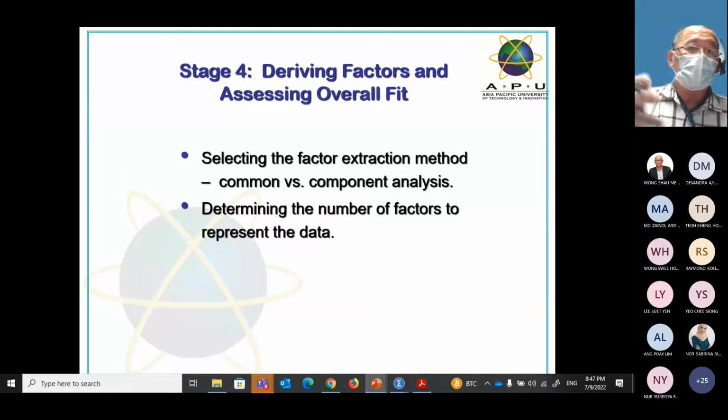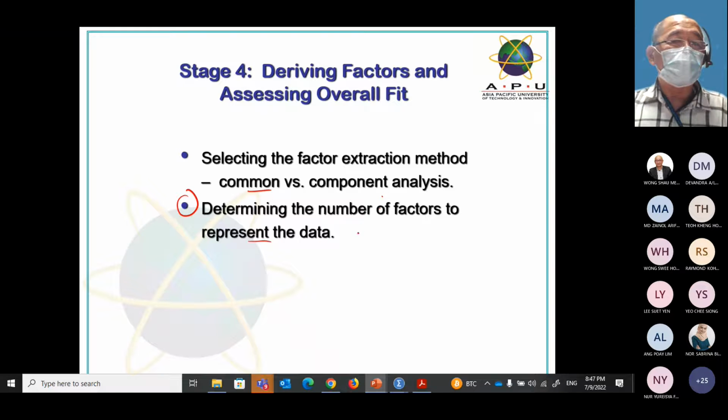So now we are here. Selecting the factor extraction method, either common variance or component analysis. Determining the number of factors you have to represent the data. So you will see this data. Actually, of course, we focus more on the factor analysis. So for us, still more to the factor data driven. Data driven means let the data decide how many factors that we have.